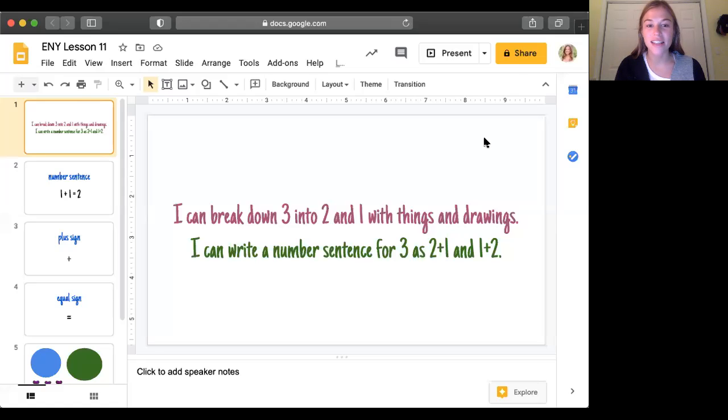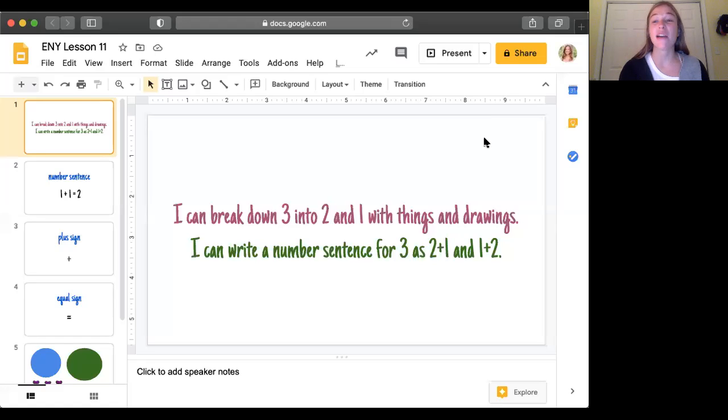Okay, scholars, today we are looking at these I can statements. So, what do you think? I can break down 3 into 2 and 1 with things and drawings. I can write a number sentence for 3 as 2 plus 1 and 1 plus 2.